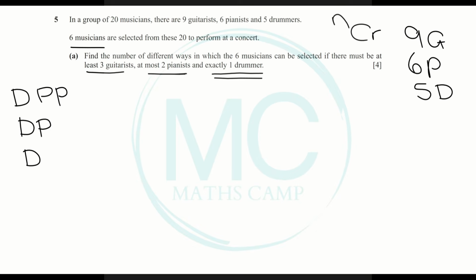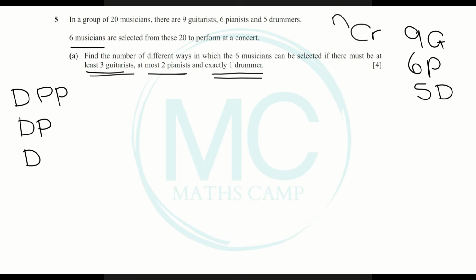We have considered the drummers. We have considered the pianists. The only other thing we need to consider are the guitarists. The question says we have to have at least 3. That means that we can fill guitarists into our groups now.